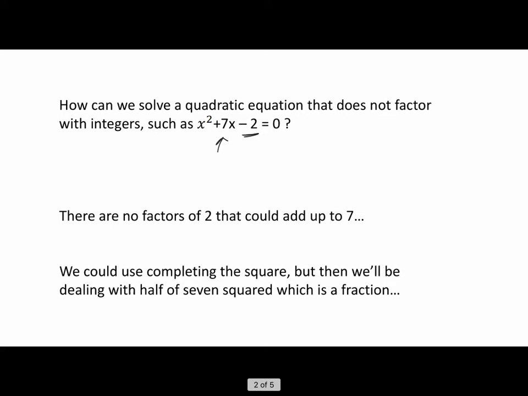We could use completing the square that we just learned about, right? So we would move the 2 over to the other side, and then we would add half of 7 squared to both sides. But then we'd be dealing with this fraction, and that's not always the easiest way to go about this.